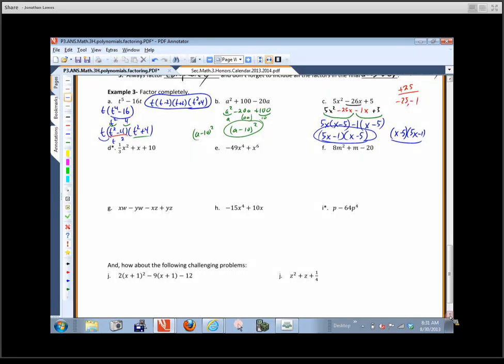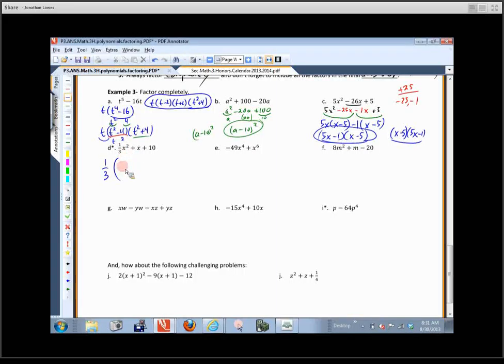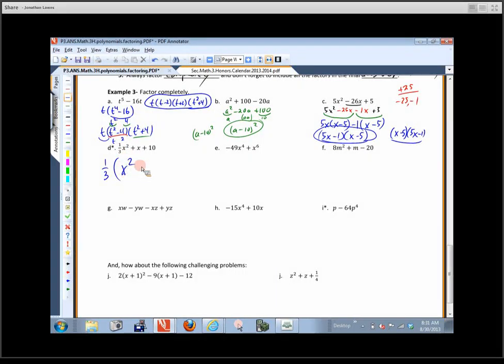Okay, so on this one, one thing that you can do to sometimes make life easier, or at least to see whether or not it factors, is you can take out the fraction. Let's pull the fraction out front. So if I do that, I'm going to have a 1/3, and let's write down what's left. If I take a 1/3 out of this, what's left? X squared. That's great, isn't it?